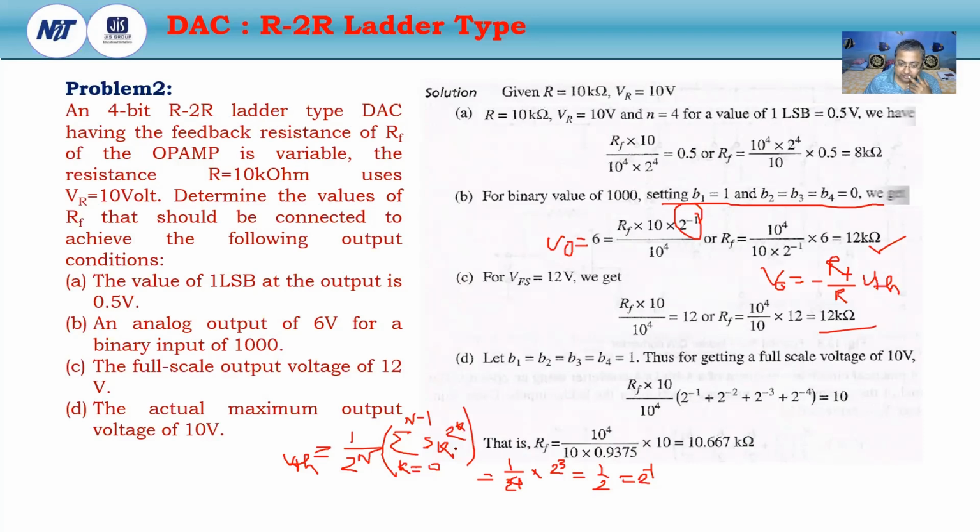Okay. So 15 by 16. So what will be the value? Please don't care about this. Put this, 15 by 16. Here this is the 15 by 16. Put the value, then you will get the RF, the actual RF.